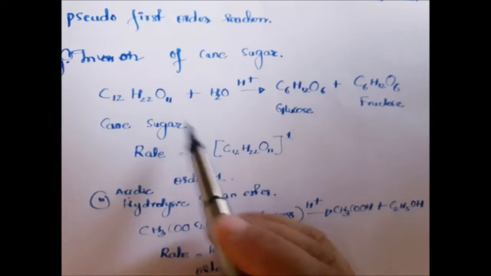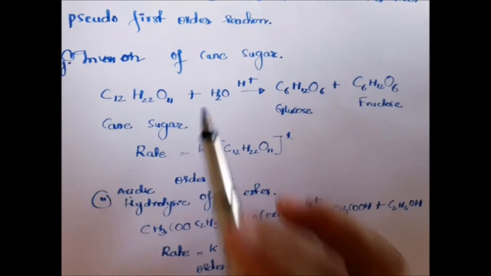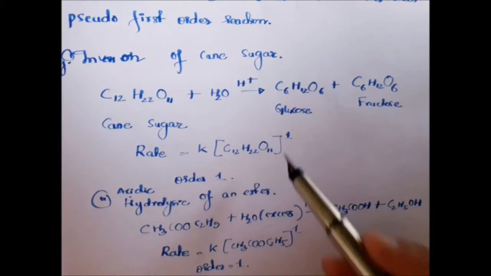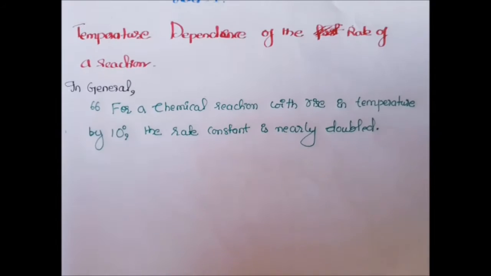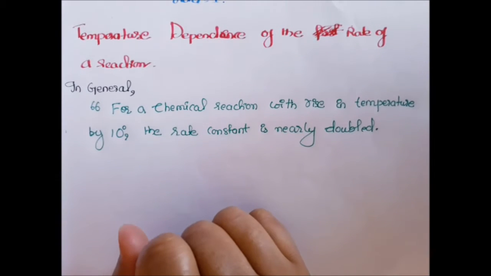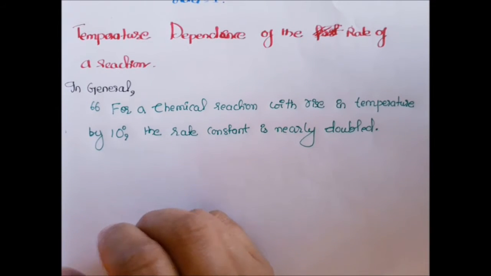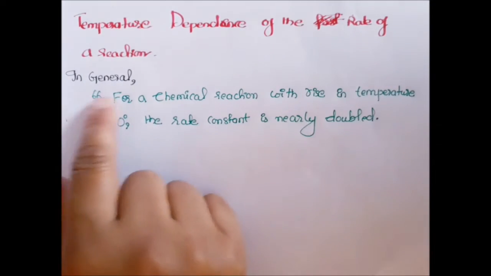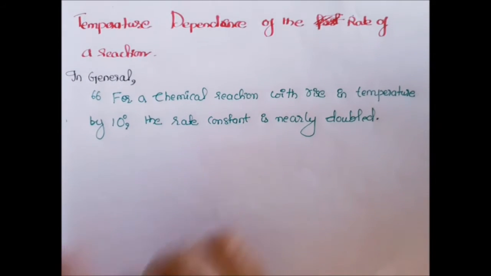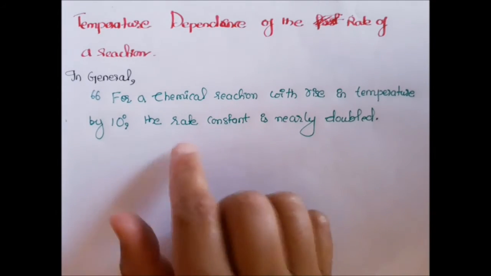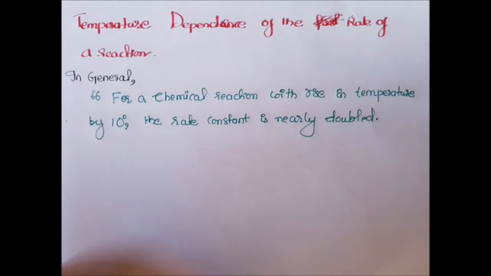Which means the reactions which are not actually first order, but under certain conditions will behave as first order reactions. Now let us discuss the dependence of temperature on the rate of a reaction. We have already discussed that with rise in temperature the rate of reaction will increase, right? In general, with every 10 degree rise in temperature for any chemical reaction, the rate constant is nearly doubled, or the rate of reaction will get doubled.